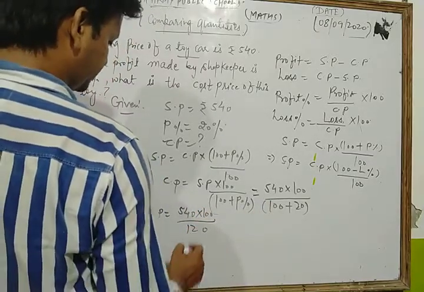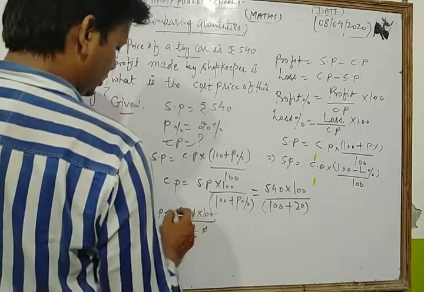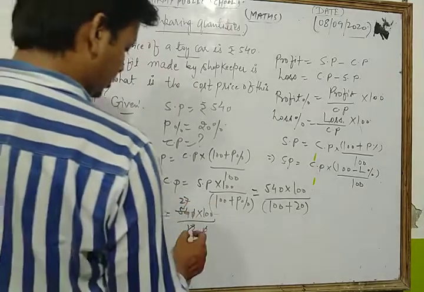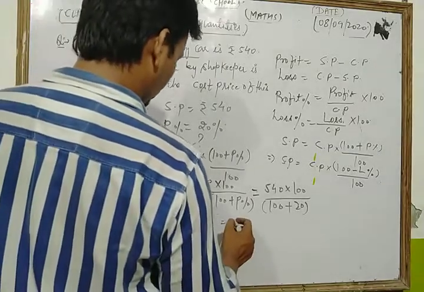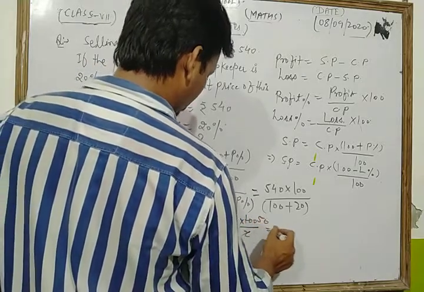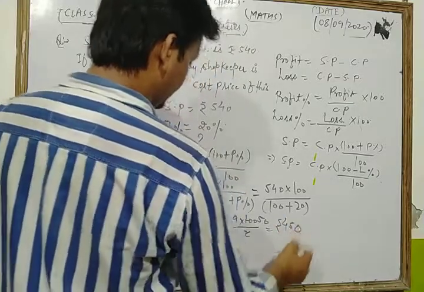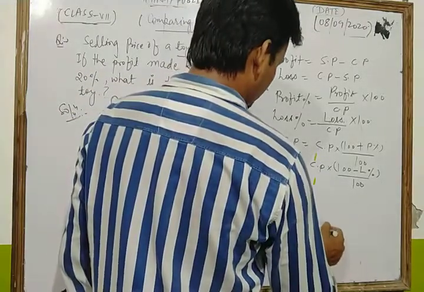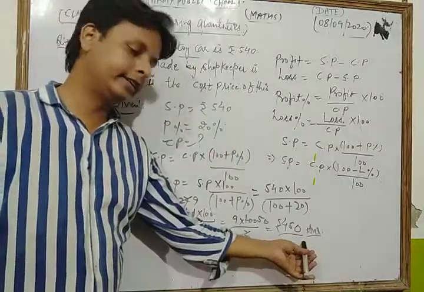Now 0 and 0 cancel each other. Now 2 sixes are 12, 2 twos are 4, 2 sevens are 14. Now look, 3 twos are 6, 3 nines are 27. Now look here, 9 into 100 upon 2. 2 fives are 10, 0. Now 900, 9 fives are 45, that is, rupees 450. Yes. So dear student, the cost price of this toy car is rupees 450.